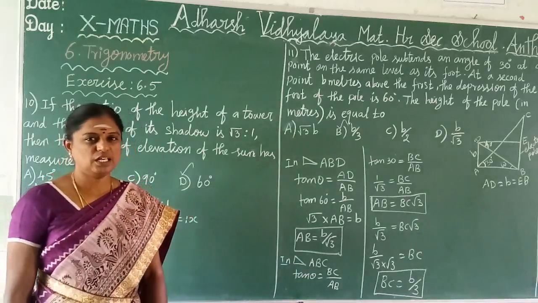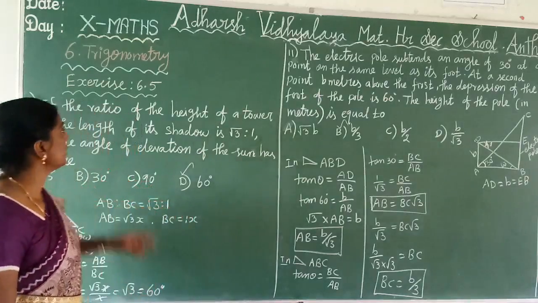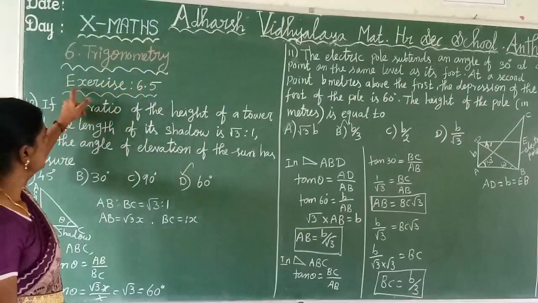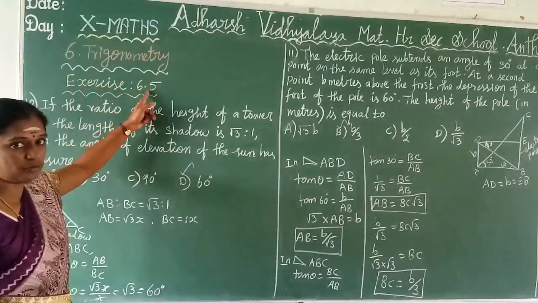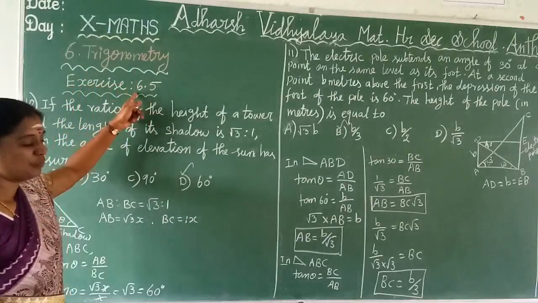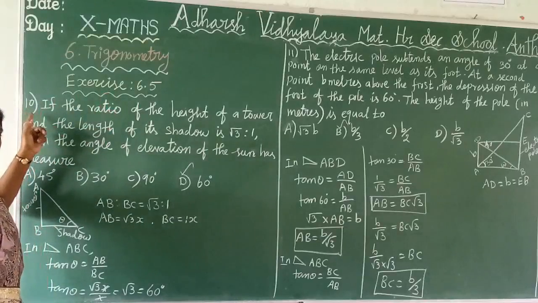Adarsh Vidyalaya Maths online class. Today we are going to discuss 10th Maths 6th chapter Trigonometry. In this chapter, now we are going to discuss exercise 6.5. This exercise is 1 mark. Already we completed 9 one-mark questions. Now we see the 10th one mark question.